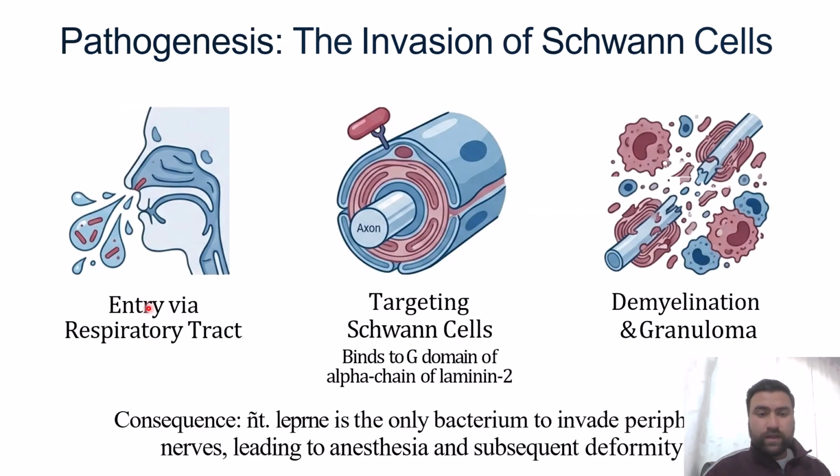Here you can see there is entry of the bacteria through the respiratory tract. Then it targets the Schwann cells, and after targeting the Schwann cells, it causes granulomatous inflammation and causes damage to the Schwann cells. So there is demyelination and granuloma formation. Here you can see in this slide.